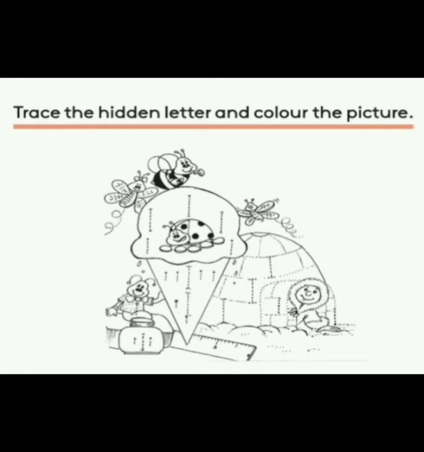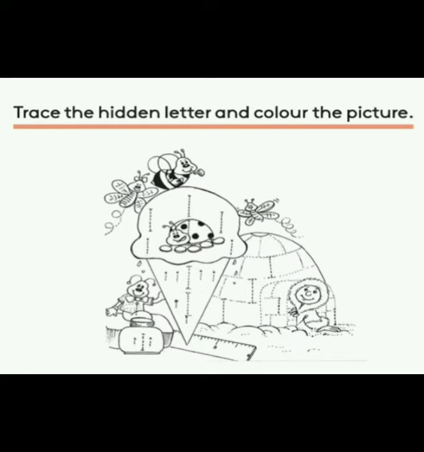You have to find out everything and trace it out. Do it properly. Then you are going to color the picture. First you have to trace out the letters and then only color it using your pencil colors. Right children, what can you see in this picture? I can see an ice cream, an ink bottle at the very end, an igloo.